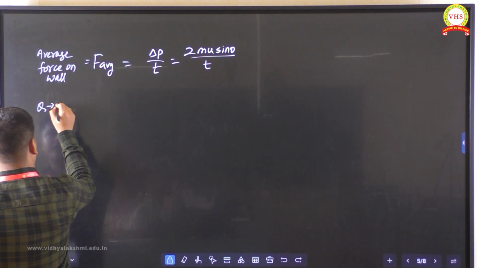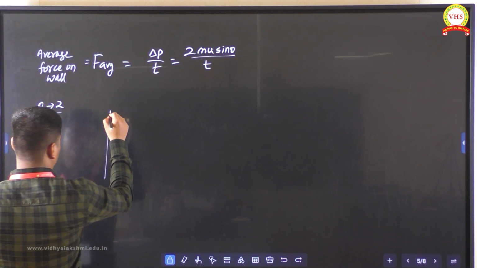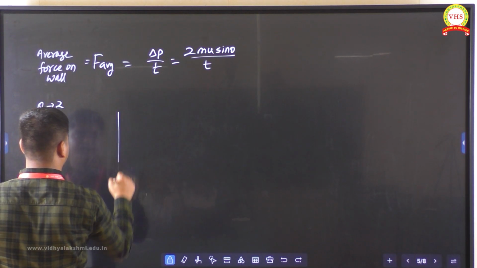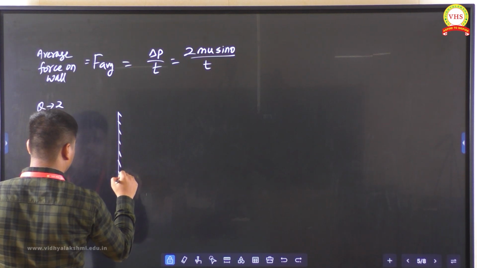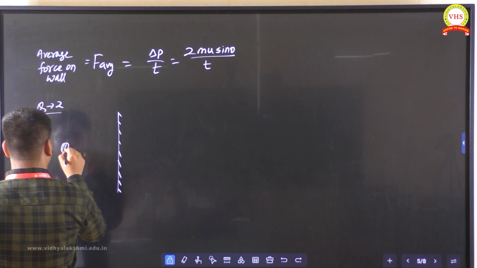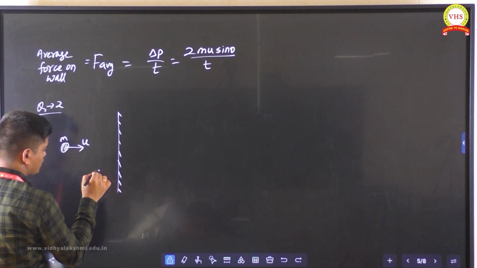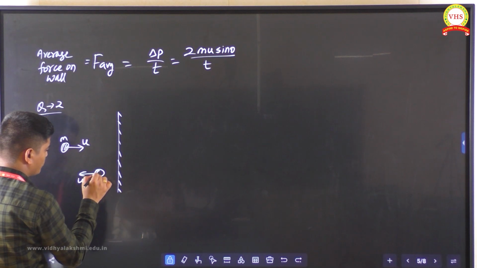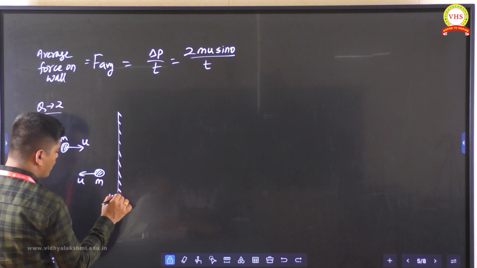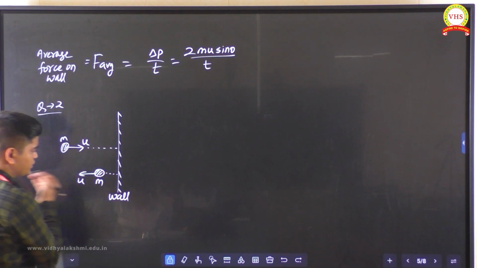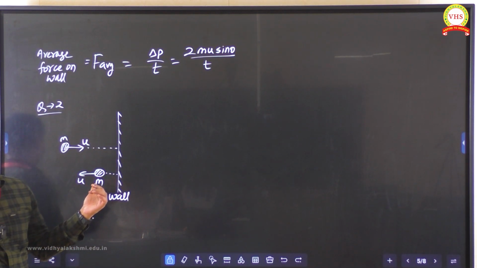Now another question you take. Suppose one object is coming normally and hitting this. Object is coming perpendicular to this wall with u velocity and it is going away also with the same u velocity, mass m. This is your wall. After hitting the wall, it is going with the same u velocity.